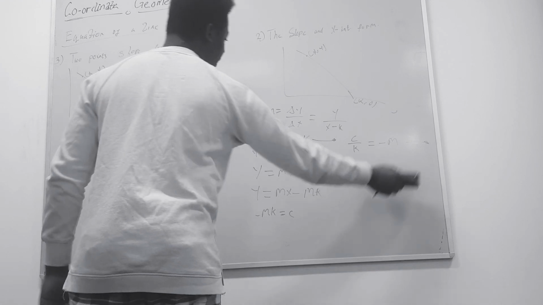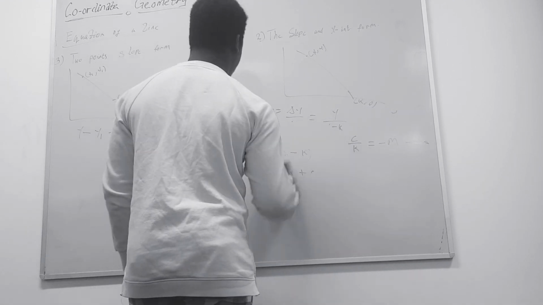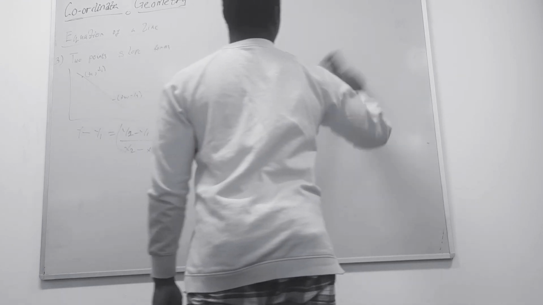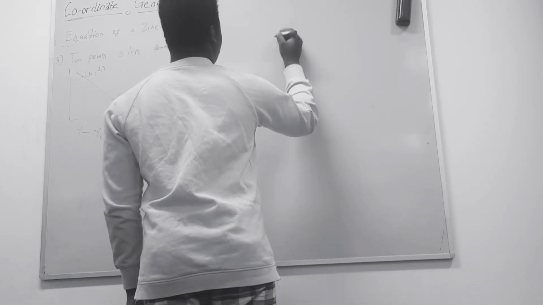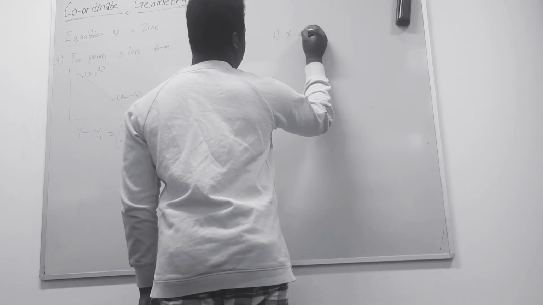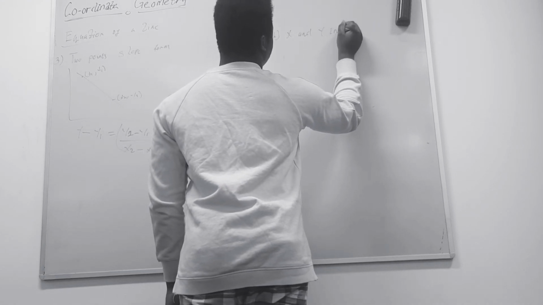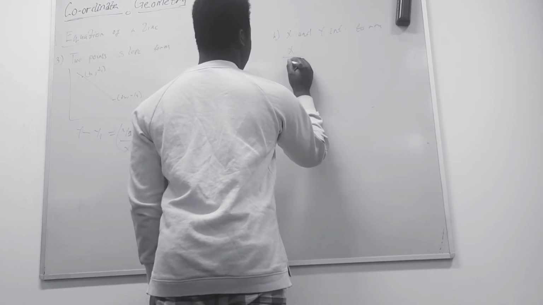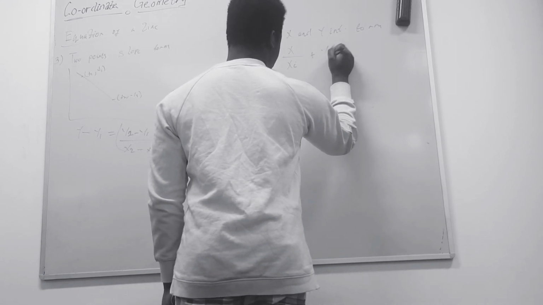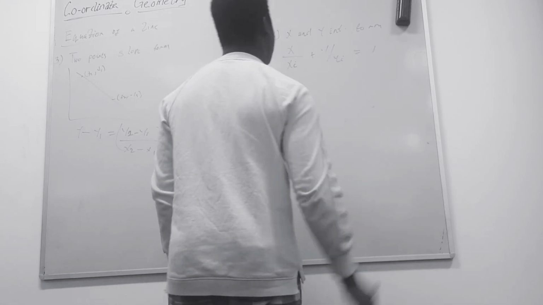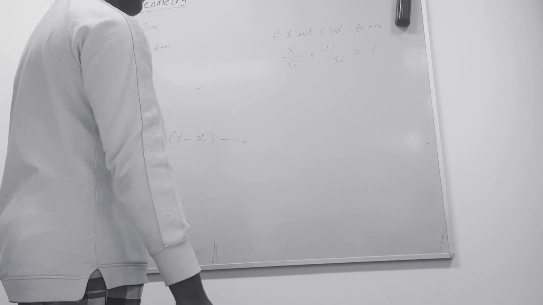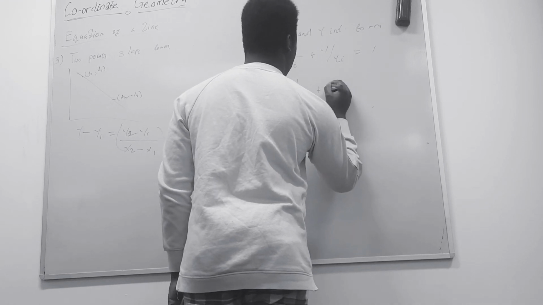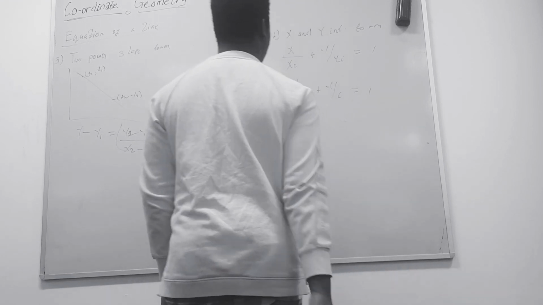The fourth way is the x and y intercept form. Actually quite simple. It says the x divided by the x-intercept plus the y divided by the y-intercept is equal to 1. That's very, very simple. What I'm trying to say is that x divided by k plus y divided by c is equal to 1.